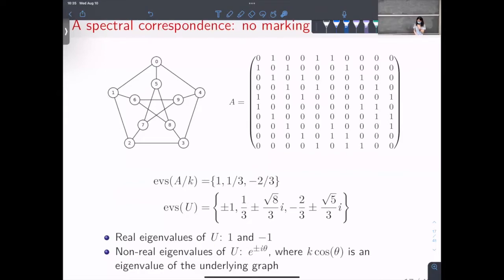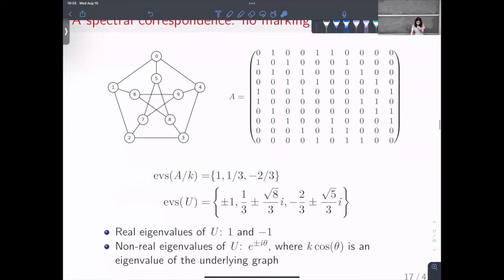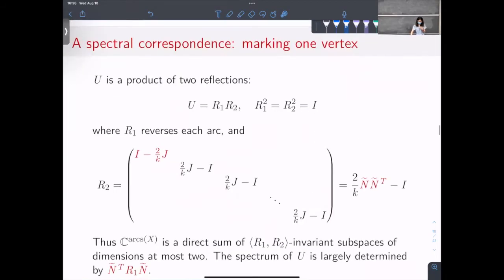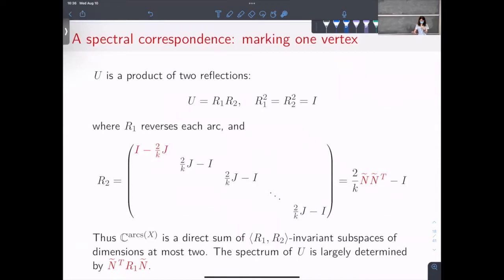We always have 2 real eigenvalues, 1 and -1, appearing in the spectrum, and all the non-real eigenvalues of U will come in this way. Its real part is equal to an eigenvalue of A divided by the degree. And then you can just compute the 2 imaginary parts given the real part. That's what happens if you don't mark any vertex. We get a nice adjacency matrix of the original graph.